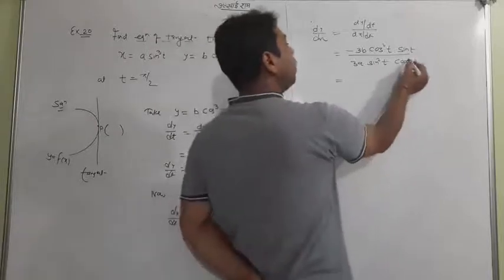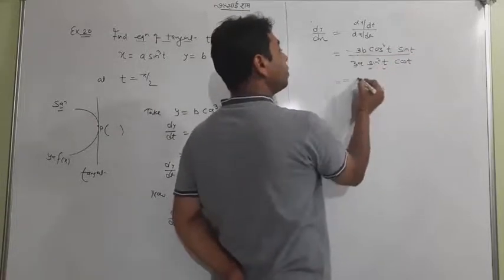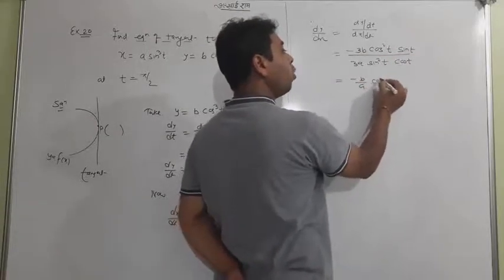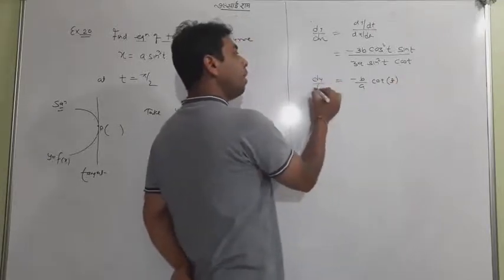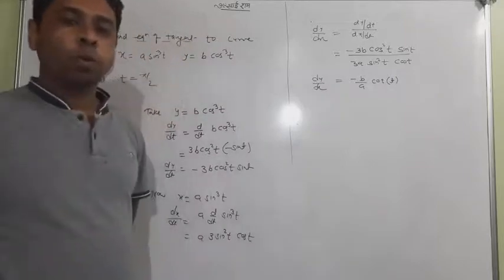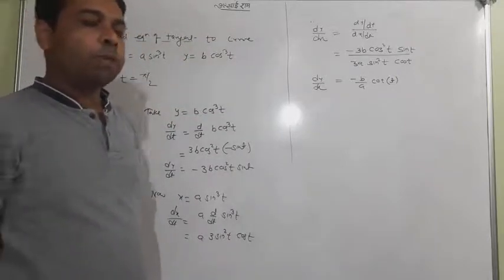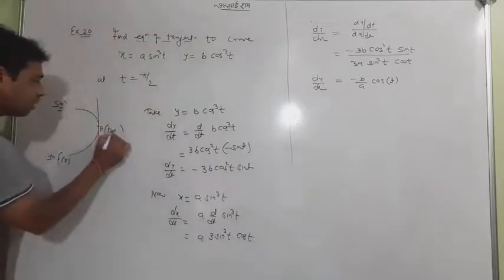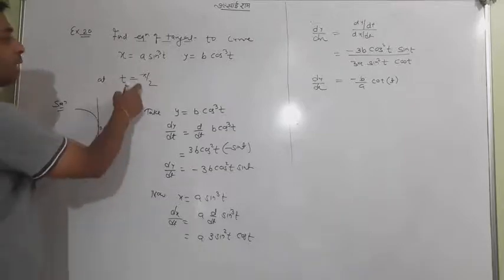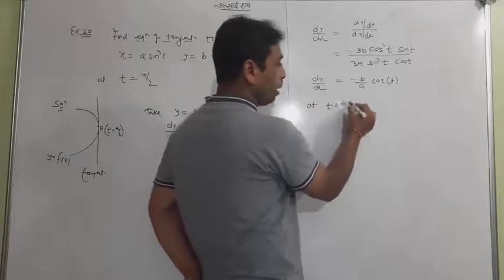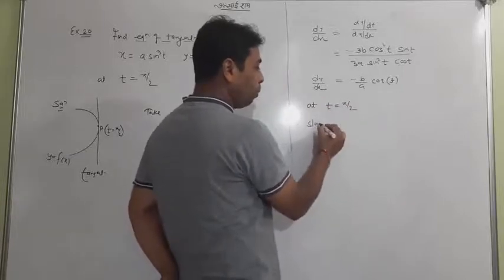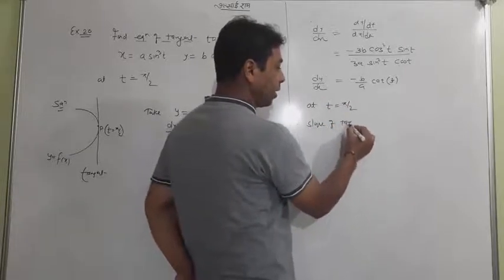Now cancel them: cos and cos, sin and sin, 3 and 3. So minus b upon a, and cot t is remaining here. Cot t. Now dy by dx is this. What is going to happen now? We know that here t is equal to pi by 2. Question says at t equal to pi by 2. So I'll write here at t is equal to pi by 2, slope of tangent, very interesting.